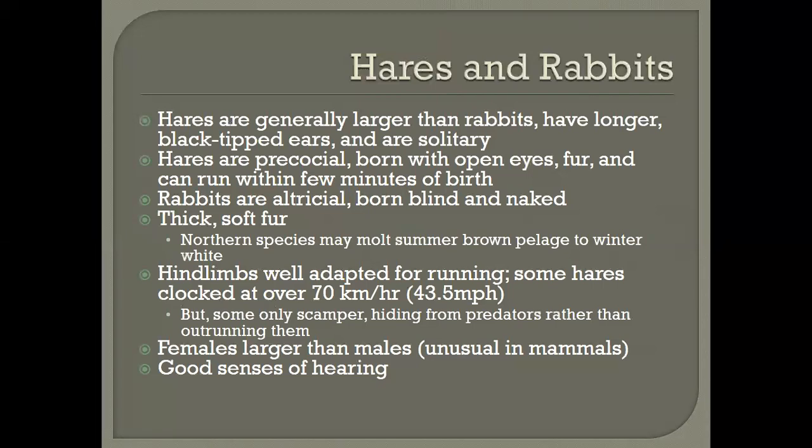Hares tend to be larger than rabbits, have longer black-tipped ears, and tend to be solitary, whereas rabbits tend to be quite different from that. When hares are born, they are precocial. The rabbits have altricial young. They all have thick, soft fur. They may change the amount and coloration of the fur with seasons. They're well adapted for running, and females tend to be larger than males. This may be related to the large size of their litters. And they do have a good sense of hearing, which is not surprising given their ears.